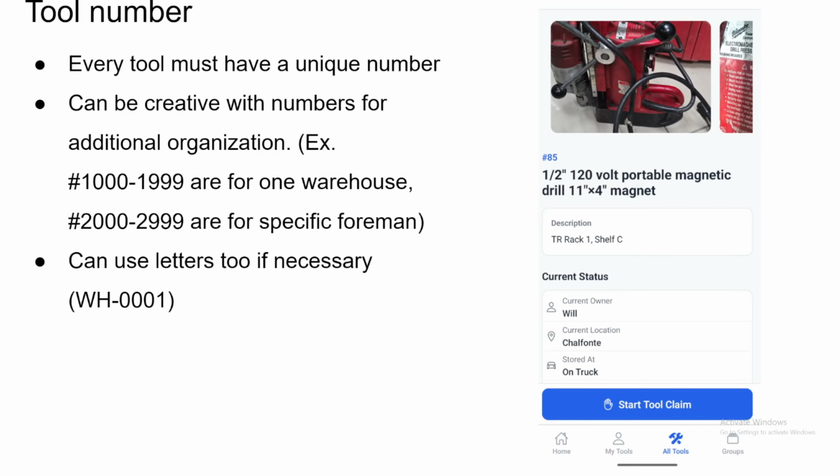Tool number. Every tool must have its own unique number. This is how we're going to separate two tools that have the same name. So let's say you have two hammer drills. They're both called hammer drill. How do you separate the two? In the system, they're separated because every tool has to have its own unique number.